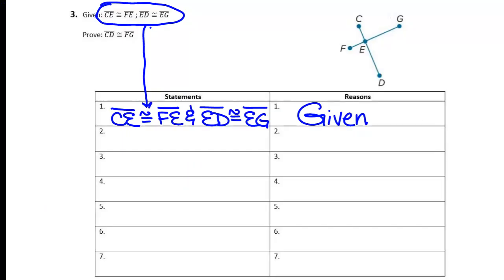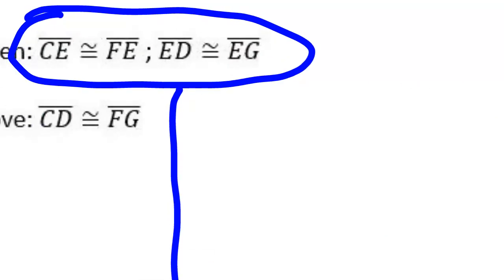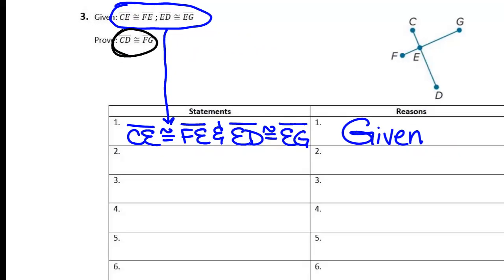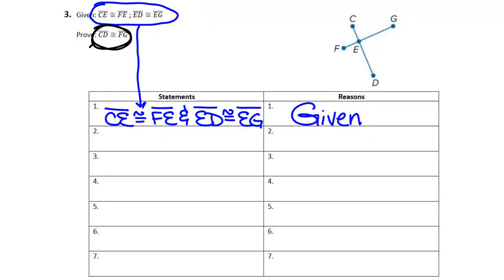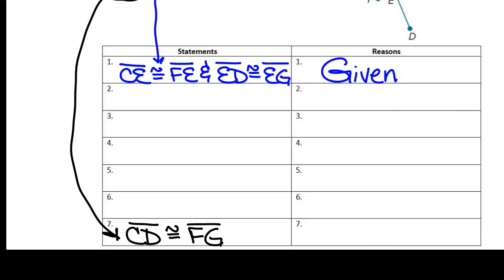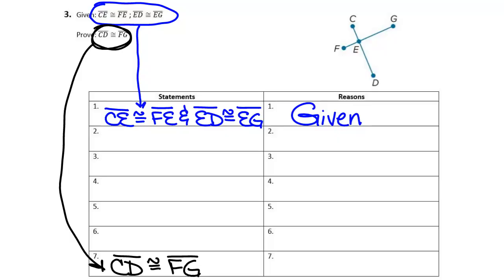What else can I fill in without really thinking? Segment CD is congruent to segment FG, and that goes all the way down in my bottom box. My last statement. Don't know the reason for that yet. Won't know the reason until I get statement 6.